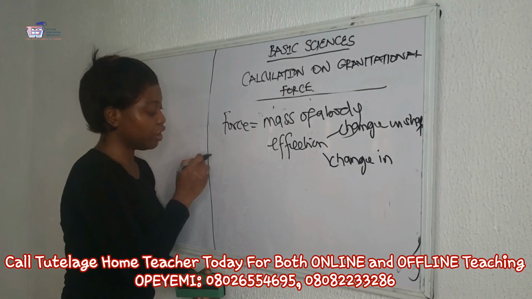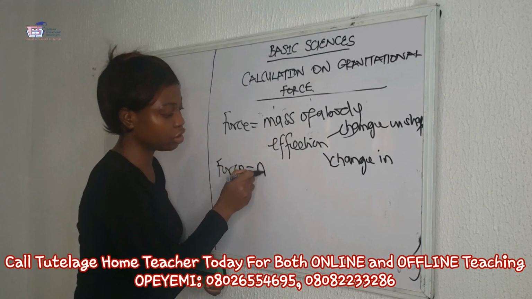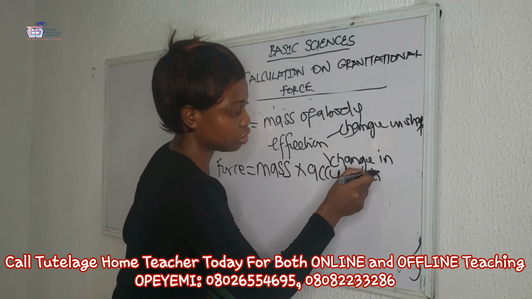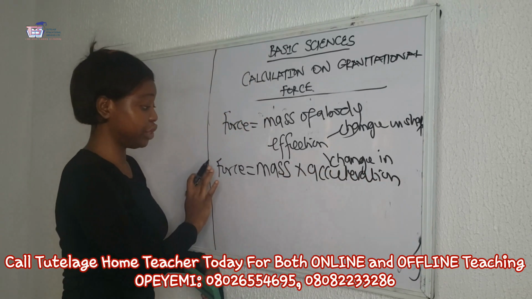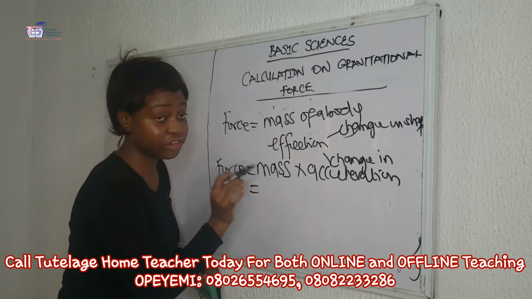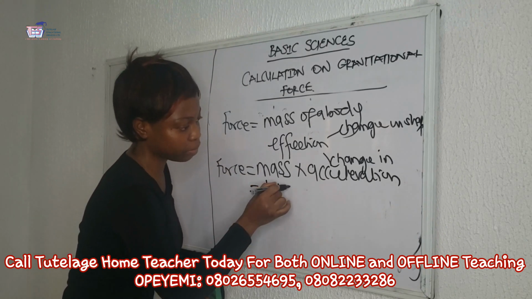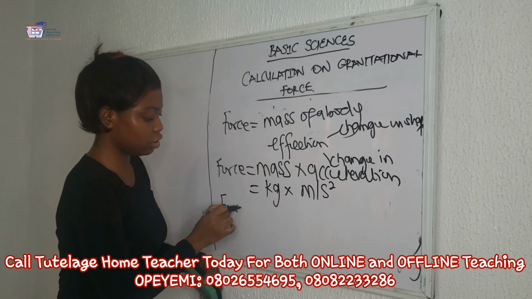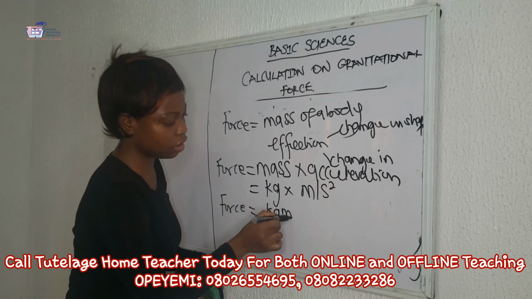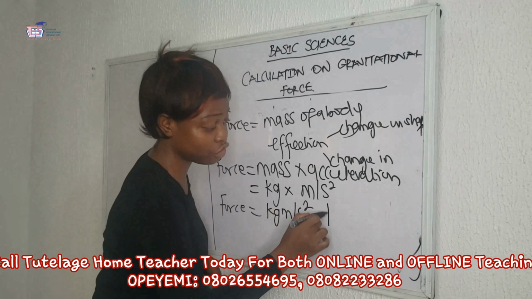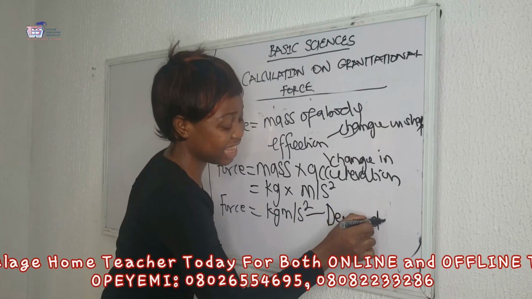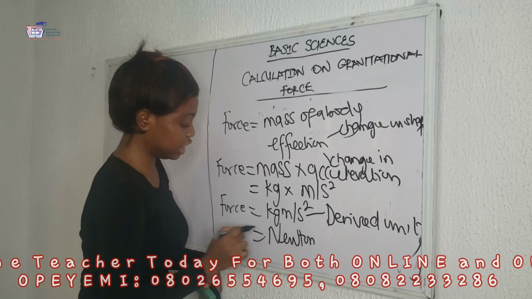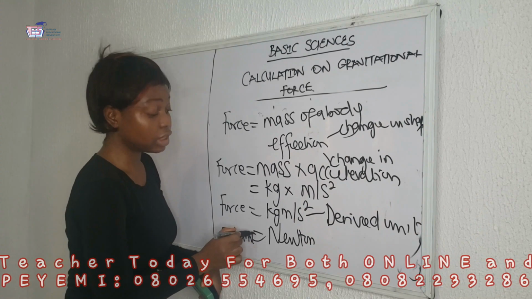Now, we therefore say the formula for force is the product of mass and acceleration. That is, mass times acceleration will give you force, where the SI unit for mass is kilogram, and the acceleration is measured in meter per second square. Therefore, you say force equals kilogram meter per second square. Remember, this is a derived unit of force, but the SI unit of force is what? It is Newton. Force is measured in Newton.